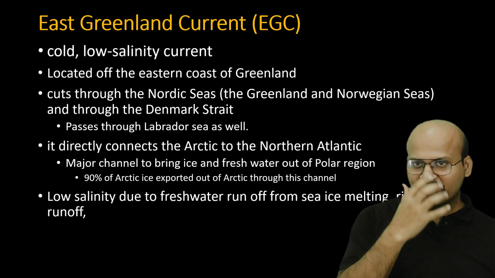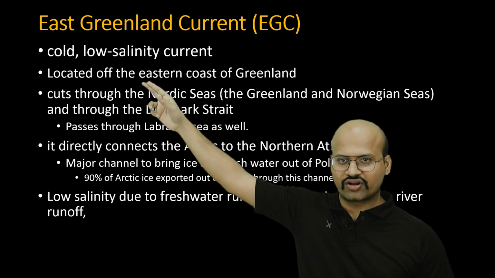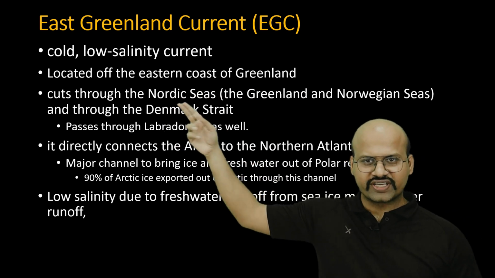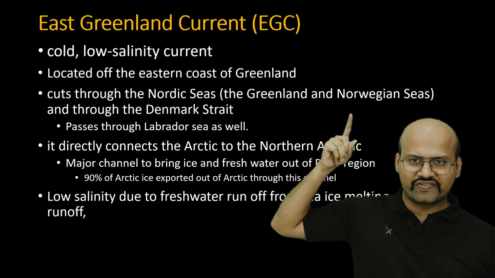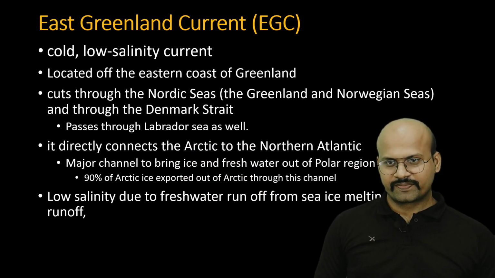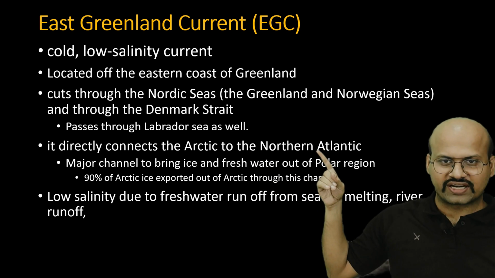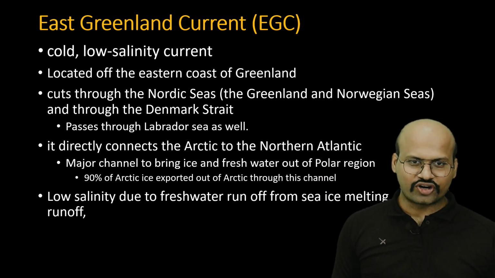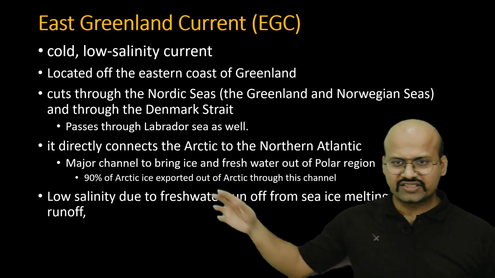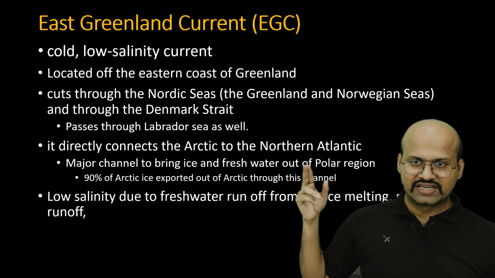Here we see a summary of East Greenland current. It is a cold, low salinity current located off the eastern coast of Greenland. It cuts through Nordic seas, that is the seas along Greenland and Norwegian Sea, and it also passes through Labrador Sea. It directly connects the Arctic to the North Atlantic. So we have seen that it brings water from the Arctic Ocean towards the North Atlantic Ocean. And it is the major channel to bring ice and fresh water out of the polar region.